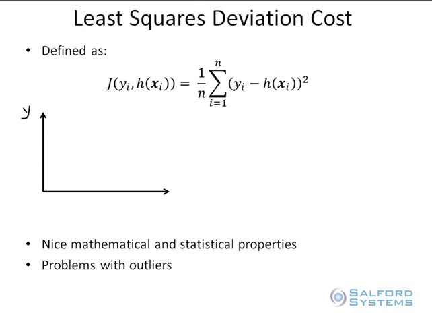So when you look at the least squares cost, it is sometimes called least squares deviation, etc. It is defined according to this formula over here. Now, it's easier to understand how the least squares deviation cost is introduced if you look at, again, yet another example here. So I'm going to pick another data set. I'm assuming that this is my set of training examples.